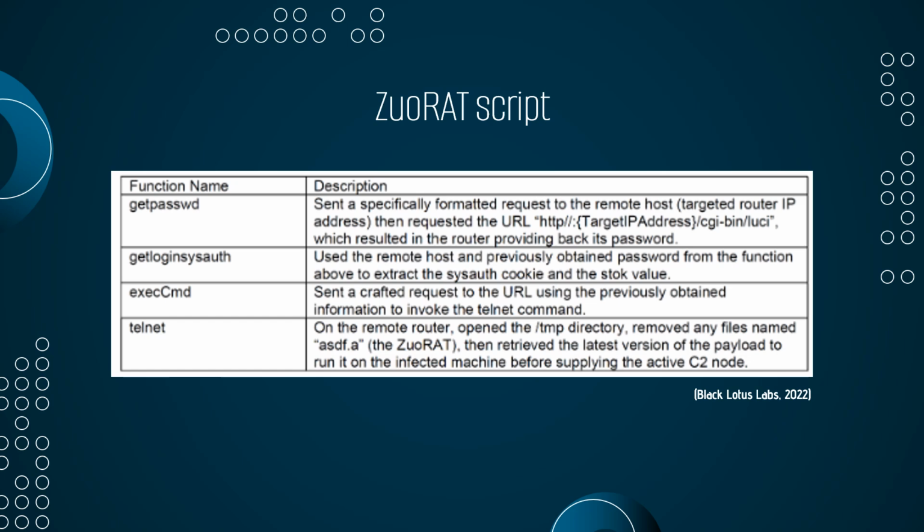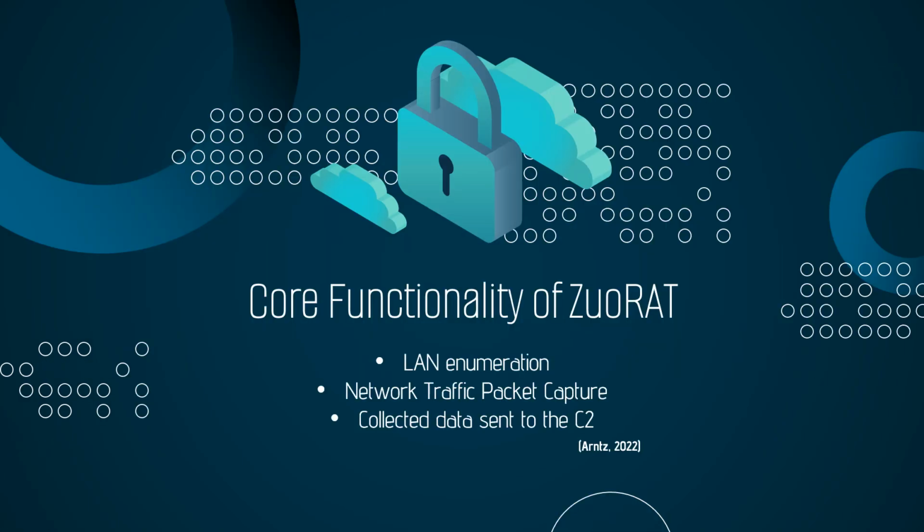Now that the ZuoRAT agent is loaded onto a SOHO router, it becomes part of the command and control infrastructure. This is also referred to as the C2 infrastructure. The core functionality of the ZuoRAT agent has a few default tasks that it does on every infected router, whether told to or not by the C2.